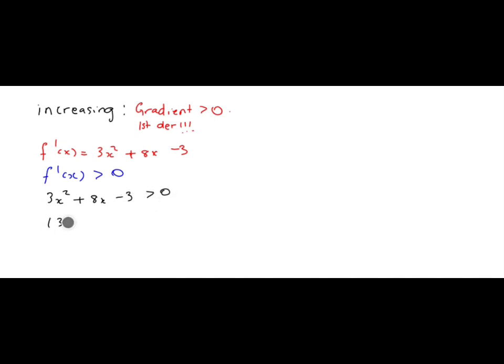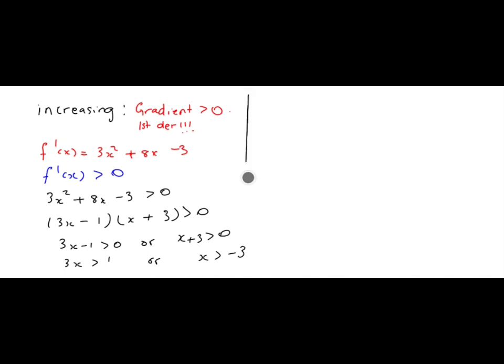And like before, I can factorize this, x and 3, plus and minus. So 3x minus 1 is greater than 0, or x plus 3 is greater than 0, and this is simply 3x is greater than 1, or x is greater than minus 3. I just change this around. That's of course x being greater than 1 out of 3. So clearly I got two solutions here. One of them has got to change the inequality sign.